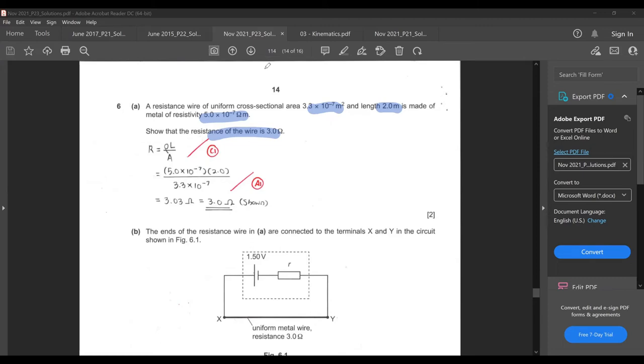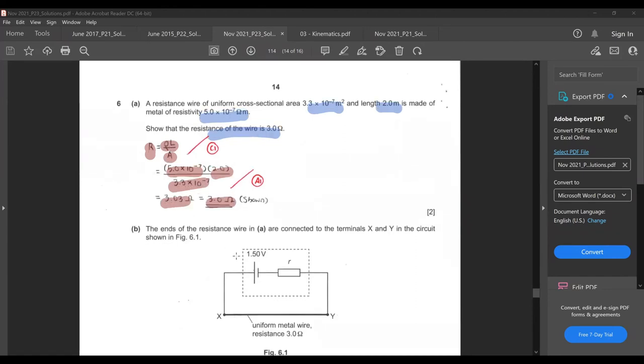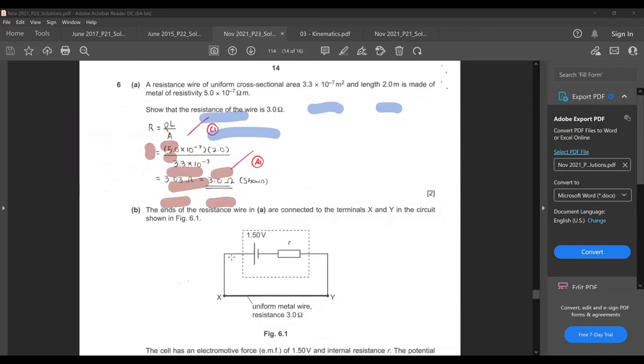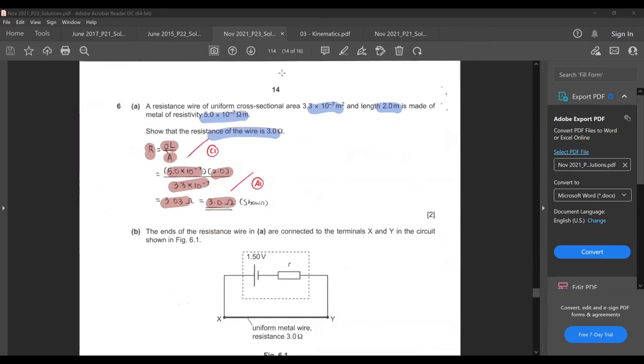Every time you hear mention of length and resistivity, you should by now know that you're always only going to use this equation where it is R equals rho L over A. So sum in everything, sum in rho, sum in L, sum in A, you're going to get the answer as 3 ohms. So this one, 3 marks just for substituting equations. This one, not a big issue. Okay, then we go on to the next one.